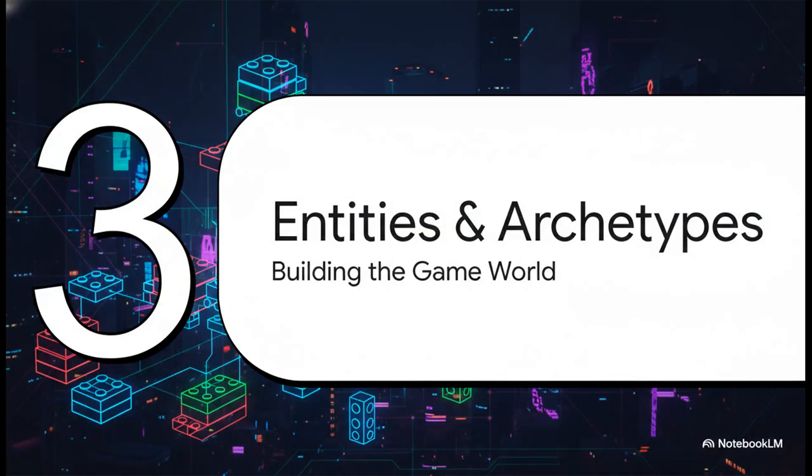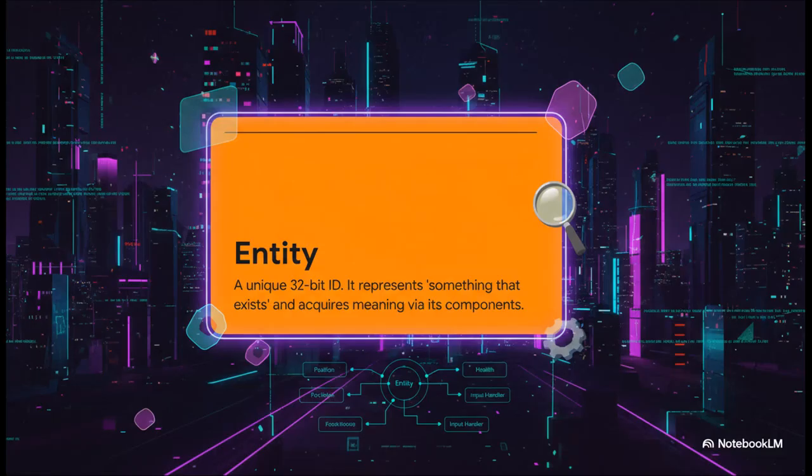So we have these pure data Lego bricks called components. How do we actually build stuff with them? Well, that's where entities and archetypes come into play. This is how we start to build the fabric of our game world. An entity all by itself is, well, it's basically nothing. It's just a unique 32-bit number. That's it. It doesn't have a position, it doesn't have health, it has nothing. It's just a handle, an ID. It only gets meaning and becomes a player or an enemy based on the collection of components you attach to it.